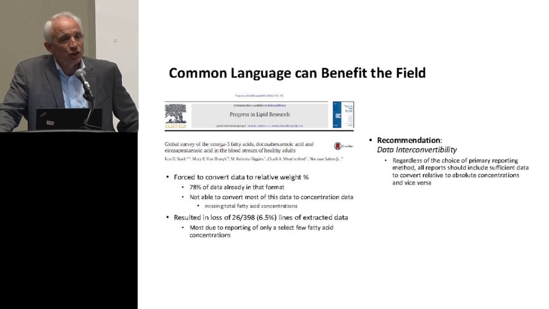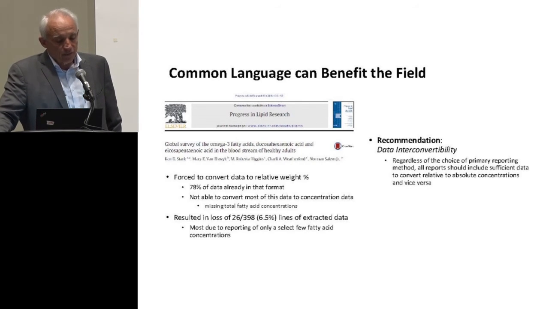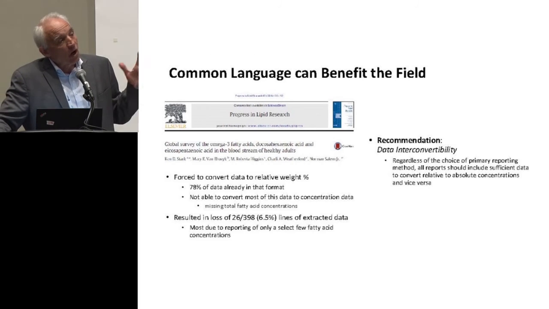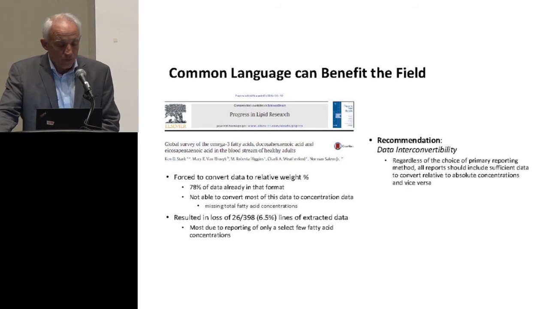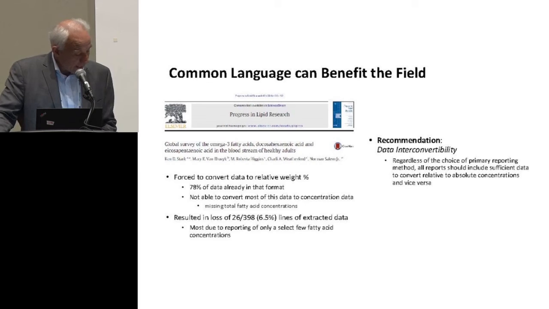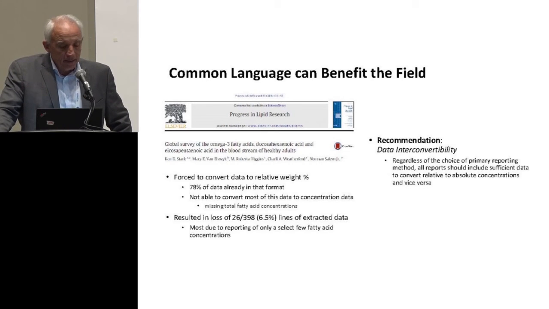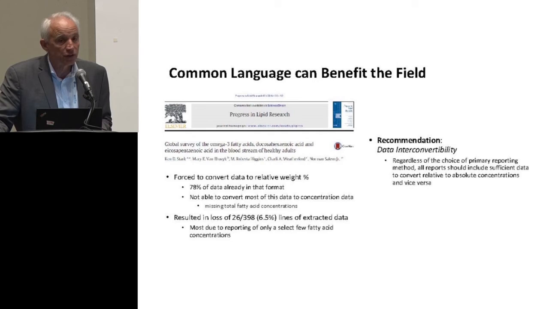Unfortunately, some of the studies just don't possess the information needed to convert the data from concentration to percent. So some of them are missing the total fatty acid concentration overall. So in a review recently, there was a loss of 26 lines of extracted data out of 398. That is 6.5%, mostly due to reporting of only a few select fatty acid concentrations.